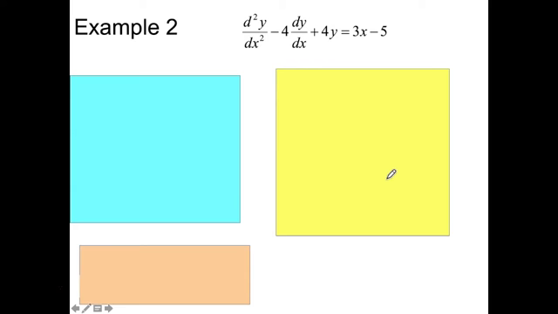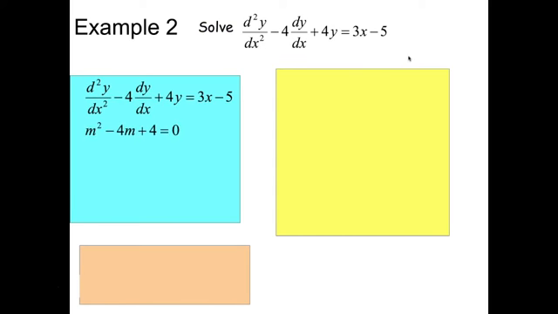Second example, we are asked to solve this equation. First, we take out the homogeneous case. So we just let that be 0. And then we form our auxiliary equation, solve the auxiliary equation, and we get a repeated value for m. So our complementary function is y equal ax plus b times e raised to the power 2x.